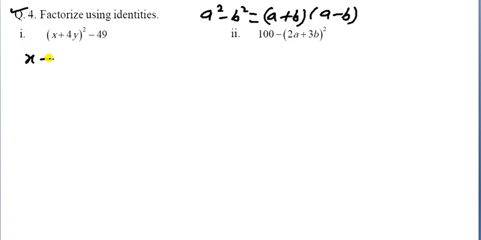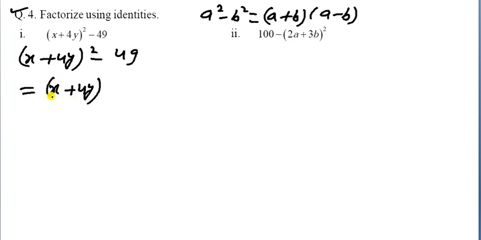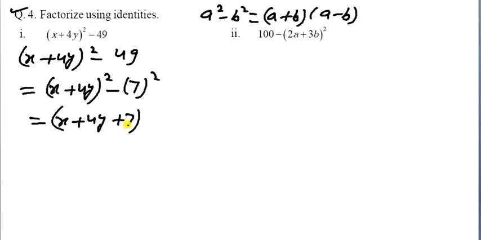So your question is (x plus 4y) whole square minus 49. So what will happen? It is (x plus 4y) whole square minus 7 whole square. So it will be (x plus 4y plus 7), and in the second bracket it is subtracted here, (x plus 4y minus 7), and that one is your answer.